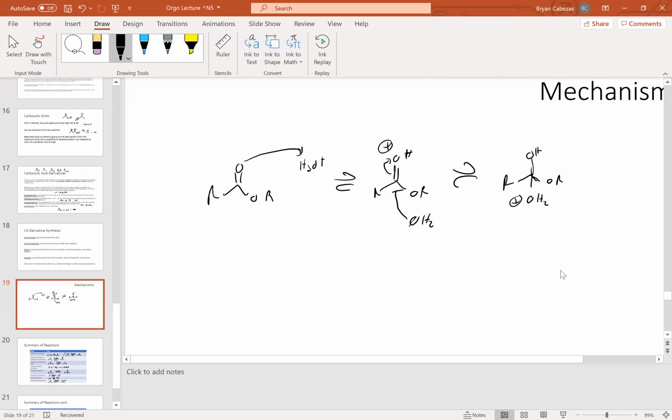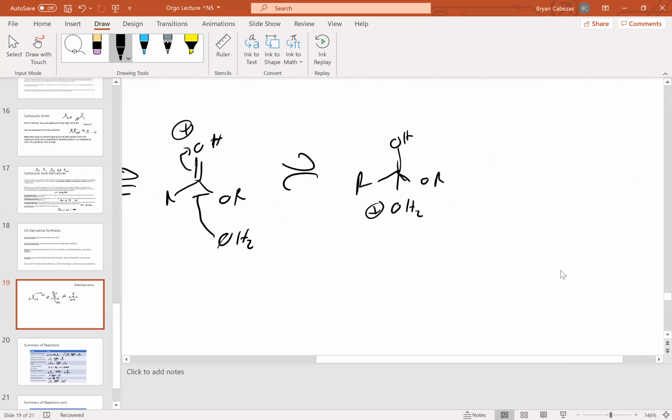Well, after this, what's going to happen is a water molecule is going to just take one of those hydrogens from that other water molecule. So it's going to take one of those hydrogens, and that pair is going to go to the oxygen, resulting in an R group, an OR group here, an OH group here, and then another OH group here. Right? This is the resulting step.